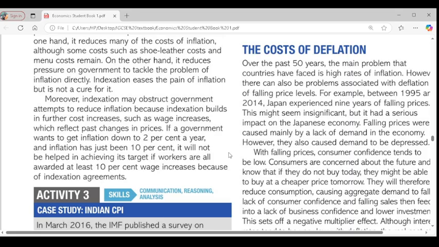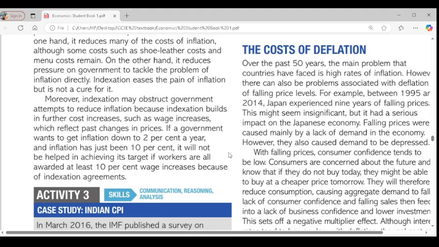How? I wrote, with deflation, consumers' confidence tends to be low. They are concerned about the future. So they know if they don't buy today, they can buy tomorrow at a cheaper rate. Do you get the point here? So buying tomorrow means they have deferred their consumption to tomorrow, which means demand for goods and services will fall today. If demand for goods and services falls today, the aggregate demand will fall. Consumption has reduced. That is a fall in aggregate demand. Do you get it or not?